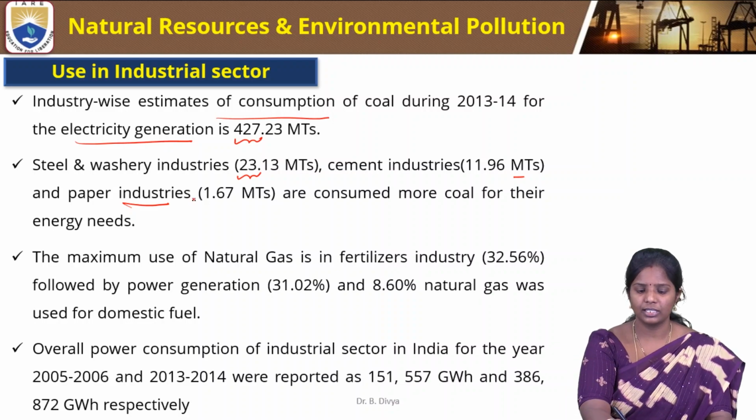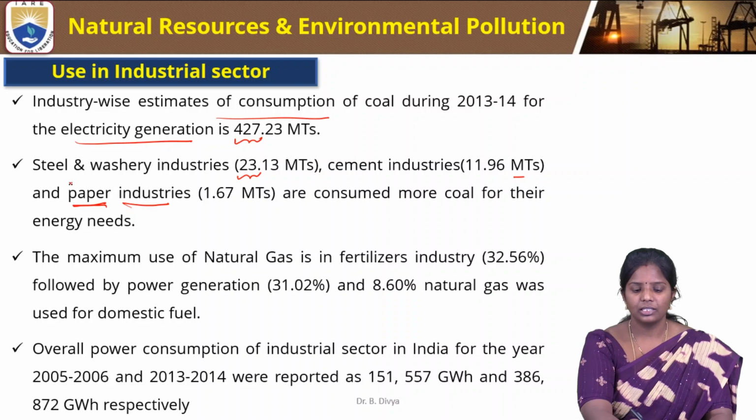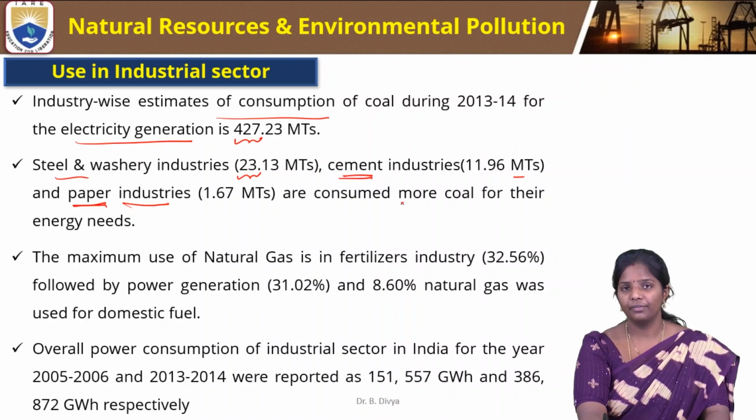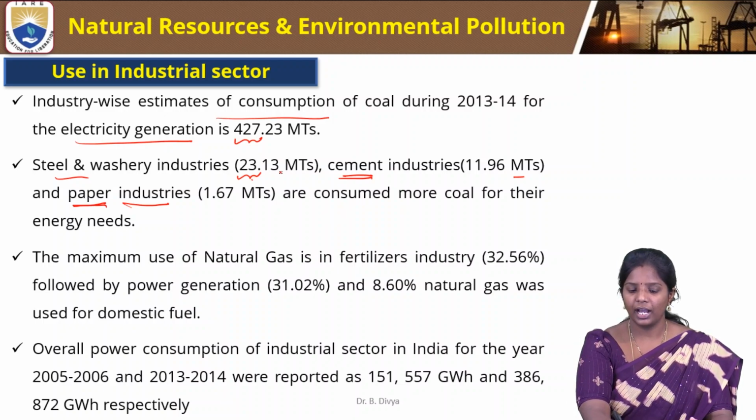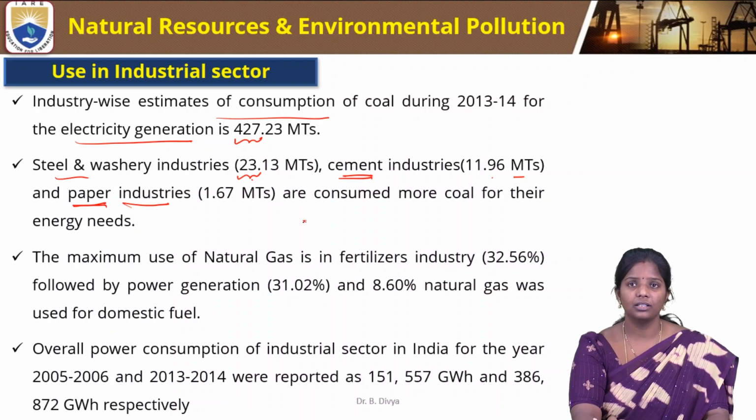If you see this example, in the paper industry very little coal is required, whereas in the steel and cement industries, wherever we use combustion techniques and combustion machineries, coal is required in more quantity. That is why it is high in the steel and cement industries, whereas it is low in the paper industry.